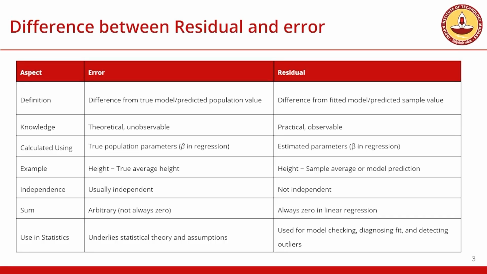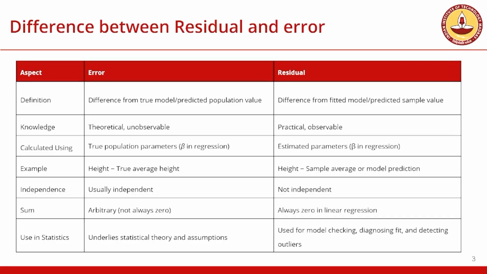Errors are theoretical in nature because they relate to the entire population. And since the true values are generally unknown, errors cannot be directly calculated. They represent the deviation we should expect if we had perfect knowledge of the underlying relationship. Additionally, the errors are typically assumed to be independent across observations, and their sum in a dataset is not necessarily zero.